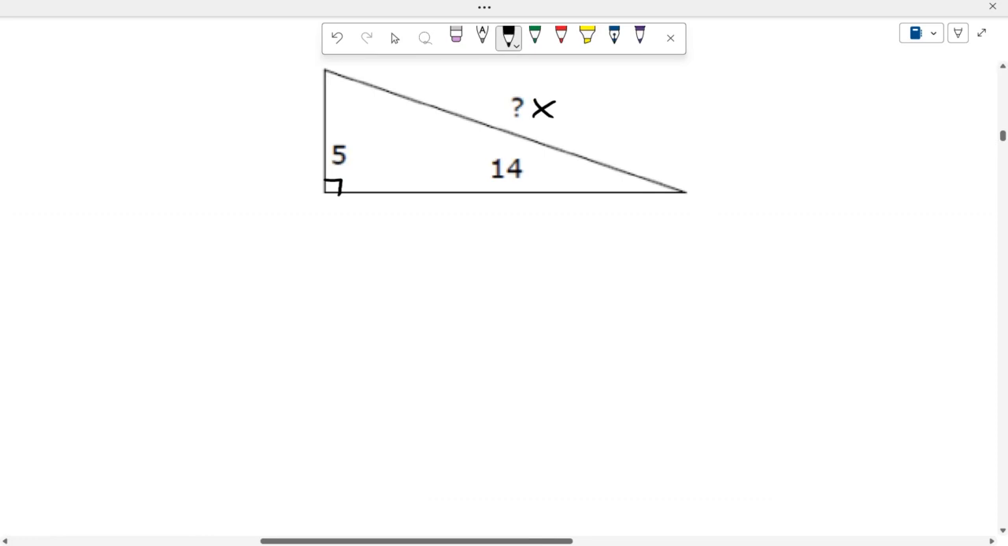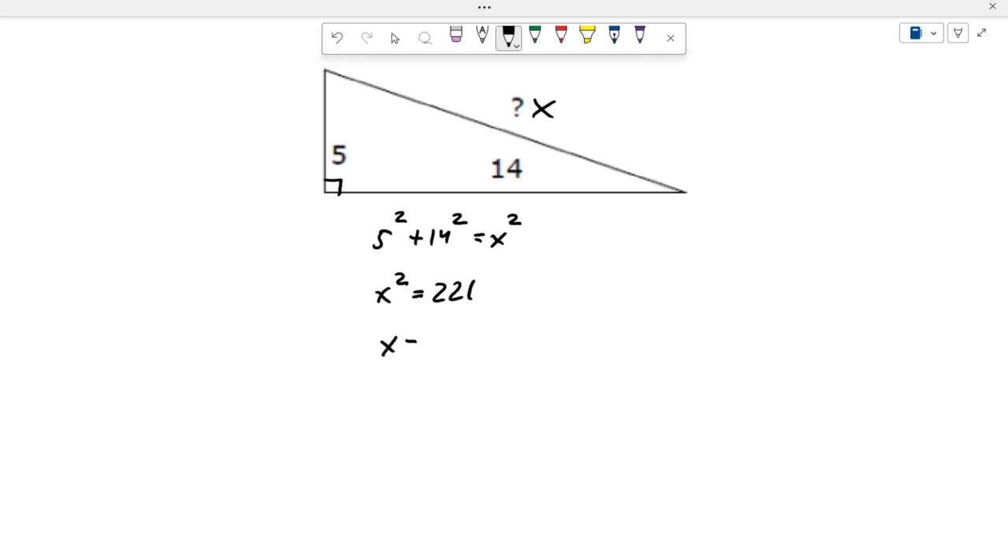I guess this is part D. The Pythagorean theorem tells us that the sum of the squares of the legs of a right triangle is equal to the square of the hypotenuse. Now flip it around, x squared. This one you could just jump directly to your calculator and do 5 squared plus 14 squared. You just do it all in one step, and that is 221.